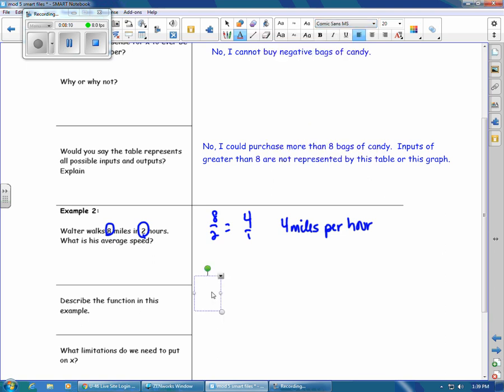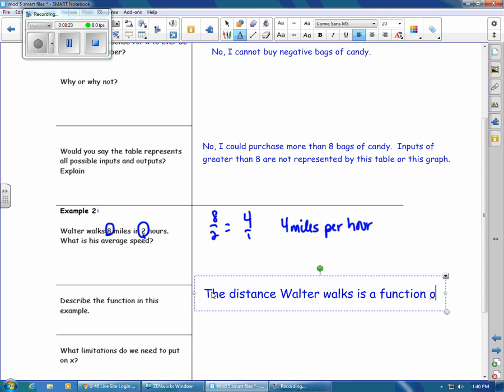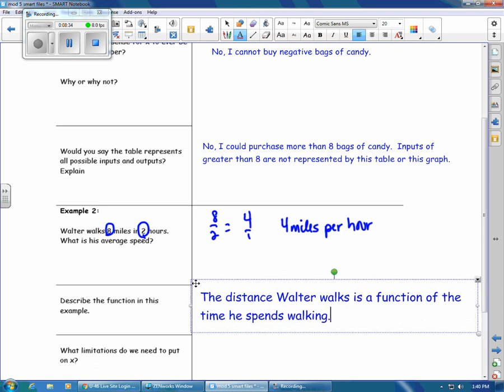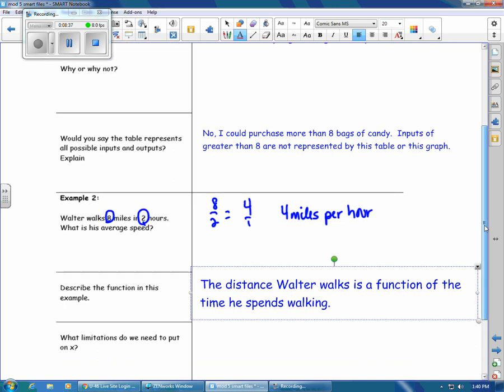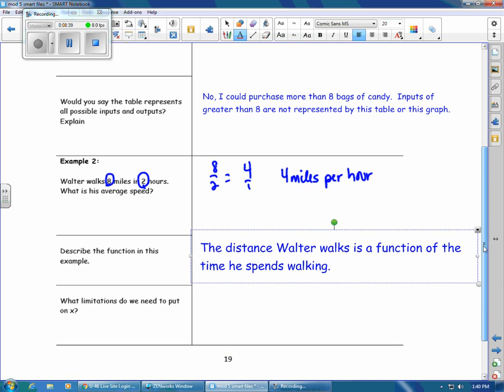So describing the function, the distance Walter walks is a function of the time he spends walking. So the output, the distance that he goes, is dependent upon the amount of time he spends walking. What limitations do we have to place on x? Let's think about this. Can he walk for a negative amount of time? No. So x cannot be negative.